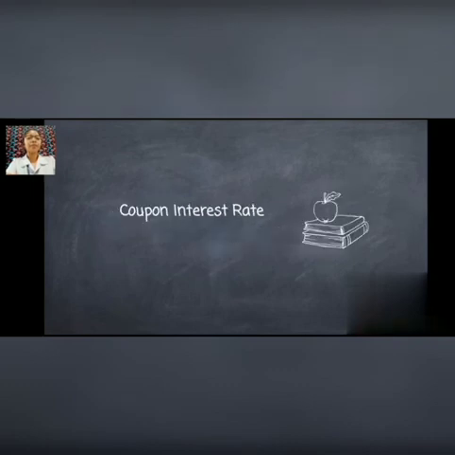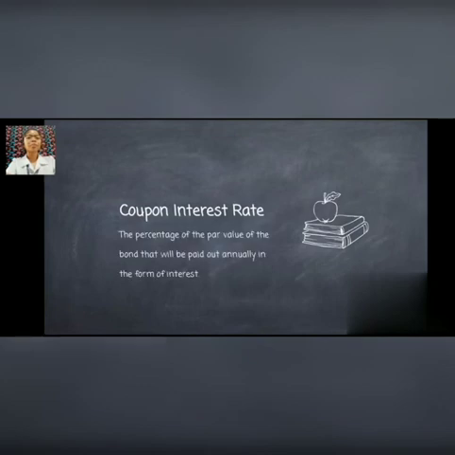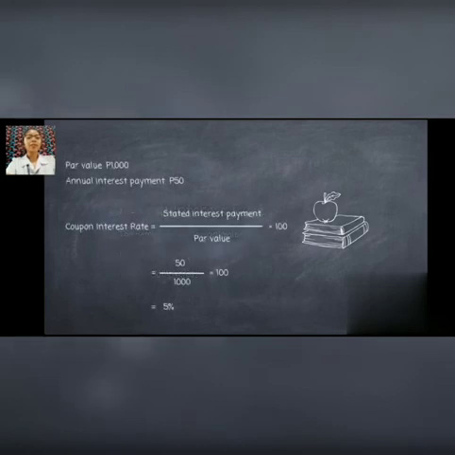Coupon interest rate. The percentage of the par value of the bond that will be paid out annually in the form of interest. To get the coupon interest rate, the formula is stated interest payment divided by par value times 100. Suppose a bond has a par value of 1,000 peso and annual interest payment of 50 peso. Divide the annual interest payment, 50 peso, by the par value of 1,000 peso. Then multiply by 100 to state the coupon interest rate as 5%.